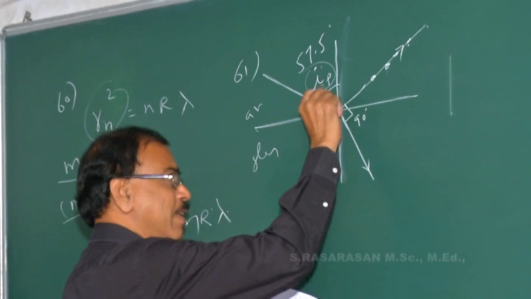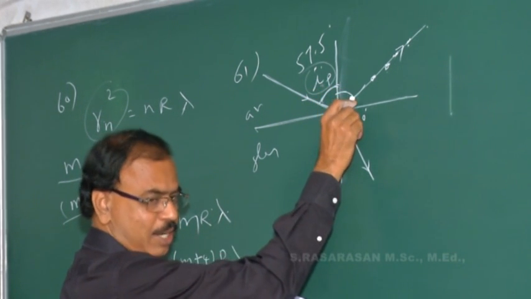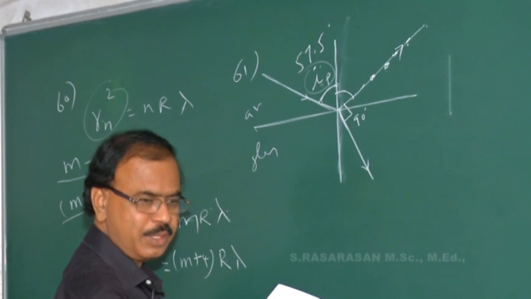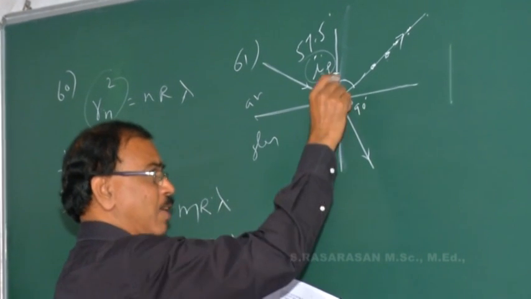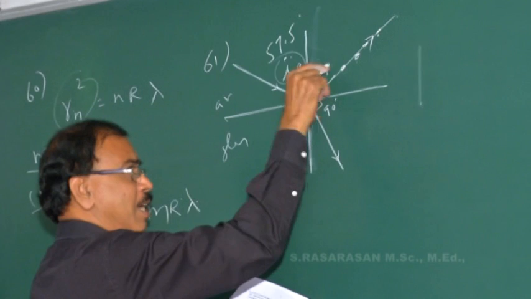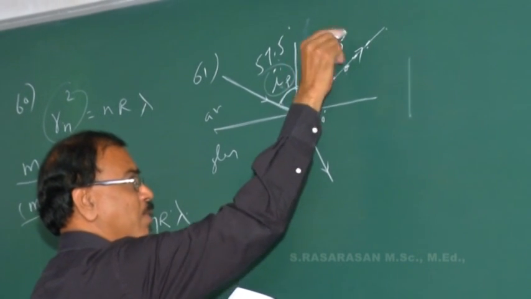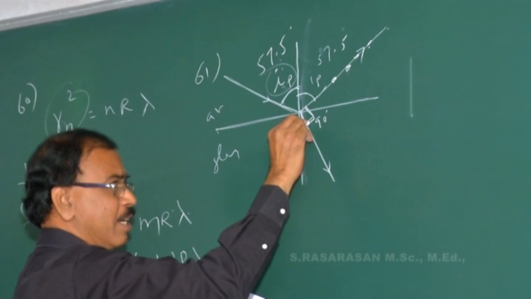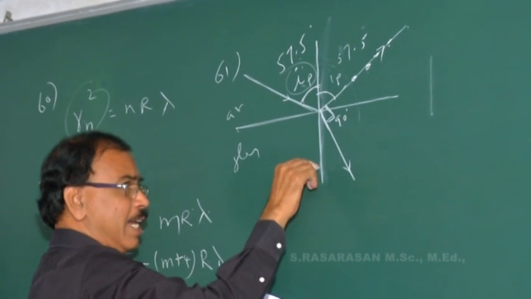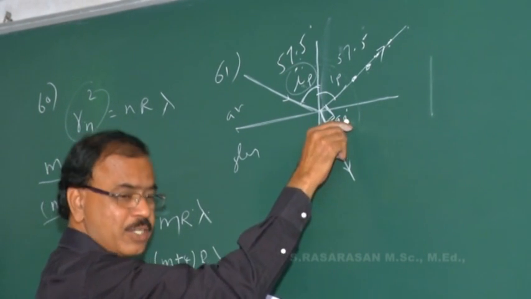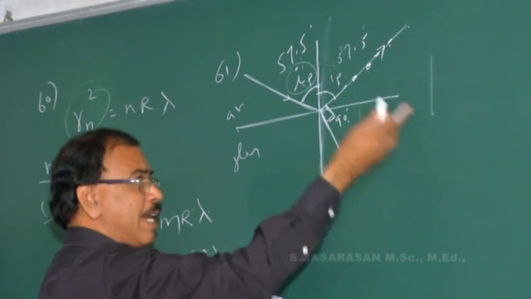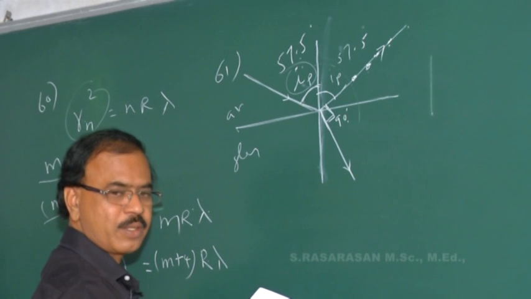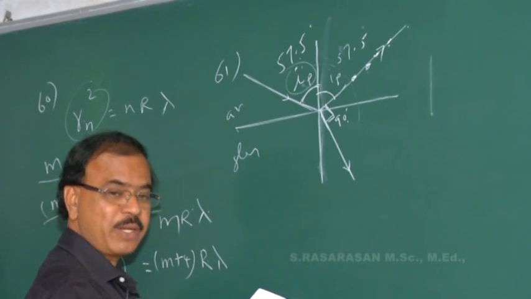This is the angle of incidence, and this is the angle of reflection. As per the law of reflection, angle of incidence is equal to angle of reflection. So if this is ip, this is also ip. So this is 57.5 and this is also 57.5 degree. This is 90 degree. Subtracting 90 degree from 180 degree leaves 90. Now 90 minus 57.5 degree.